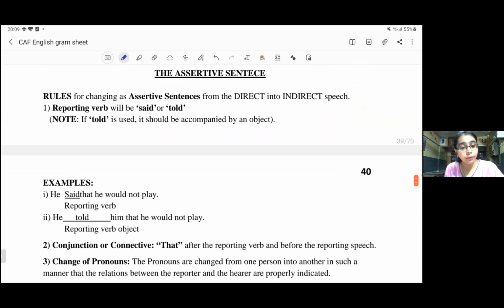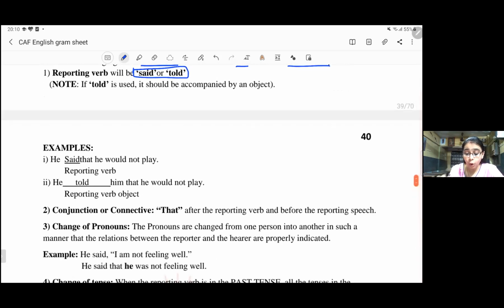Now, we are going to the first sentence type, rules. What are the rules? Rules for changing an assertive sentence from direct to indirect speech. Reporting verb. The reporting verb will be said or told. Note, if told is used, it should be accompanied by an object. If you are using told, then there must be an object with it, compulsory.